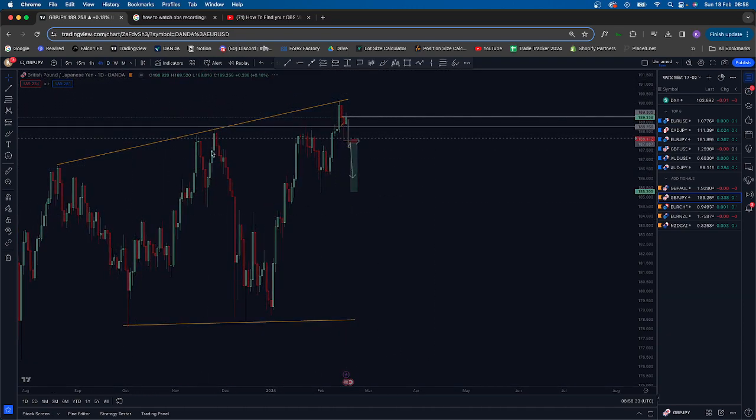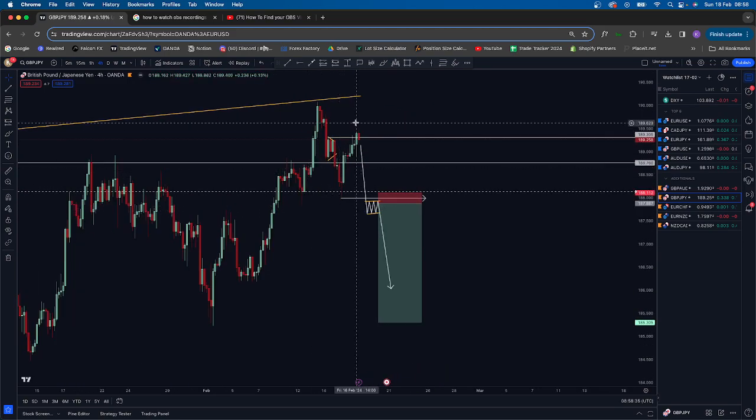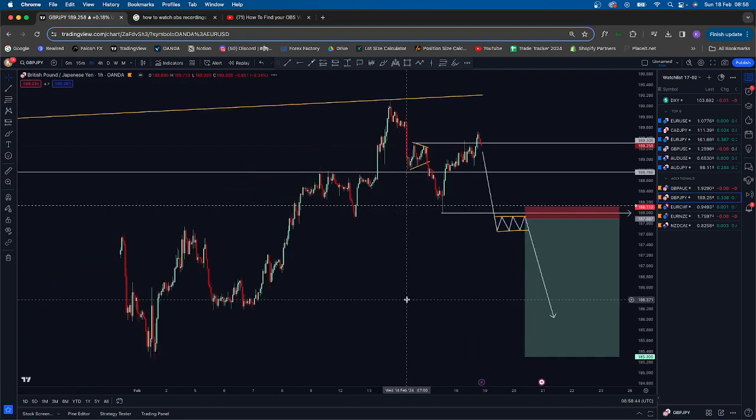So let's have a look at the 4 hour. I would be looking for price to break back in. This is the value area. Break back in, fill this wick here, form a 1 hour continuation below there.